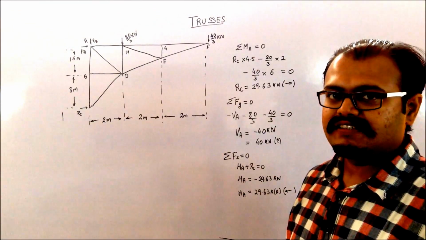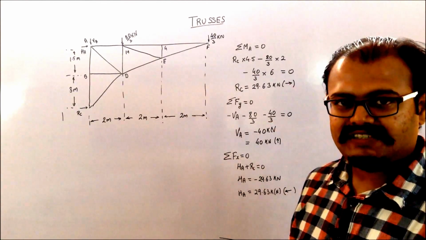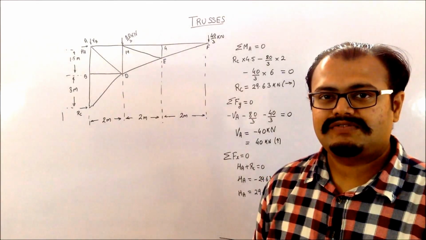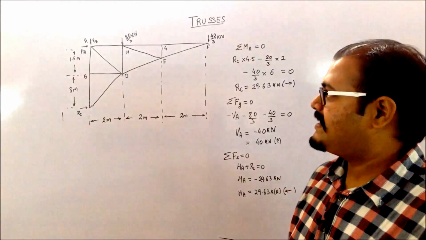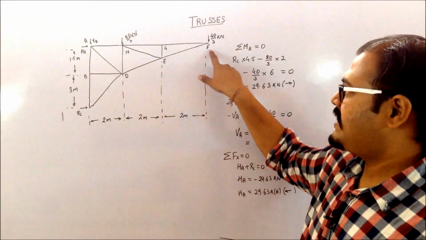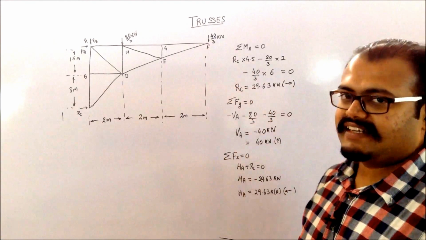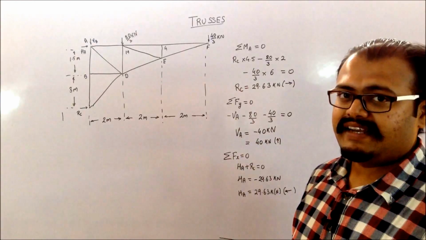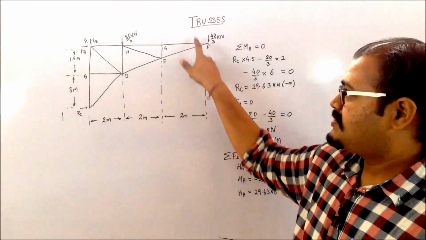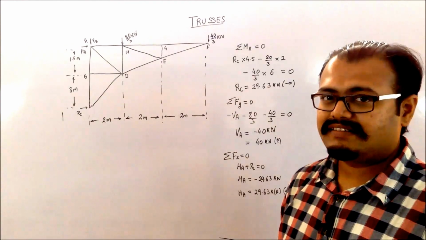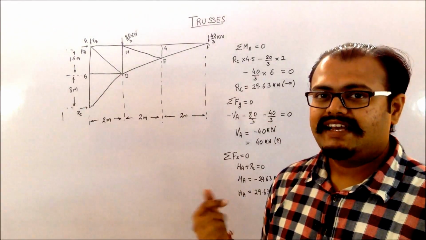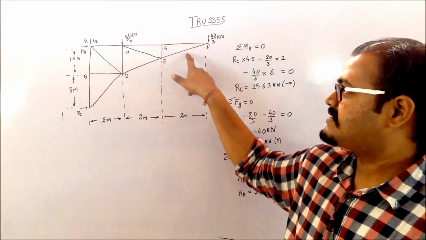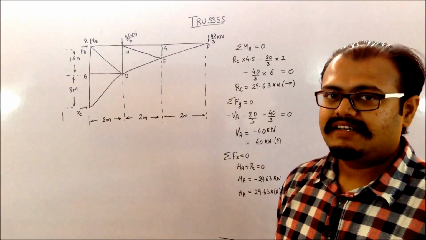Now let us go for the joint method. Before going to the joint method, let us apply the knowledge of zero force members. So let us try to identify the zero force members. If you see at point F, there is a point force of 40 by 3 attached to it, and these are the two members. So this does not form my second type, which was if there are only two members at the joint and there is no force, then those will be zero. So basically these particular members are not zero force members.